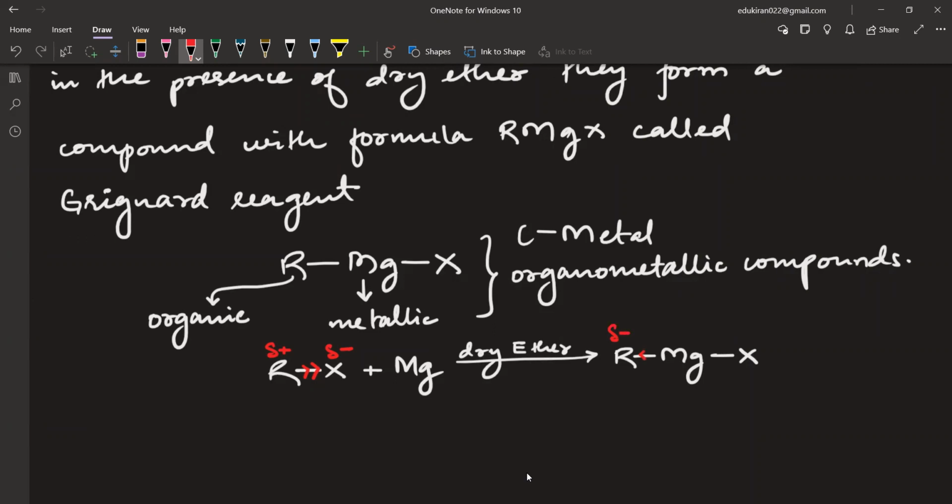Now this opens up a lot of reactions that we can do, because since this R is getting a negative charge, we can have some electrophile, and this electrophile will be attacked by this R group. Okay. Now, in this case, wait a second.